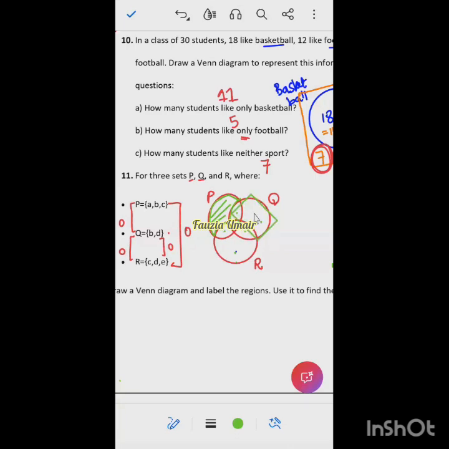ये वो region है which is only belonging to set Q. इसमें सिर्फ Q के elements आएंगे, वो elements जो सिर्फ Q set में हैं, किसी और set में नहीं हैं.